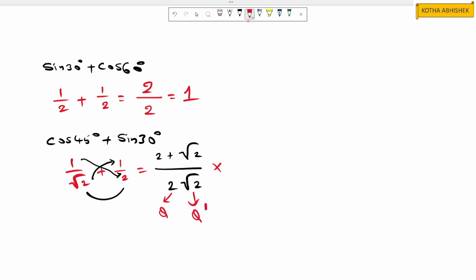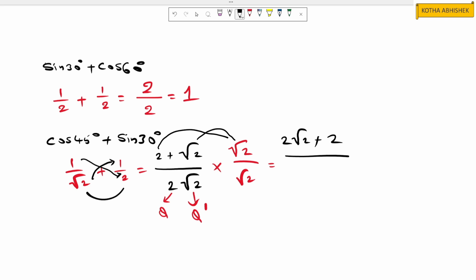So that's why I am going to multiply and divide with root 2, which is equal to: here 2 into root 2 is 2 root 2, plus root 2 into root 2 is 2, divided by, down in the denominator, 2 as it is, again root 2 into root 2 is 2. Which is equal to (2 root 2 plus 2) whole divided by 2 2s are 4. This is the final answer.